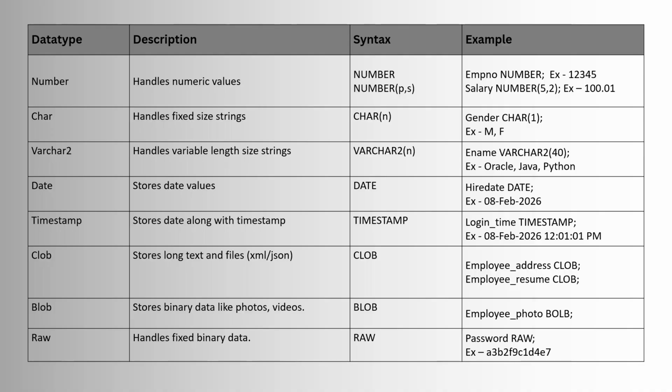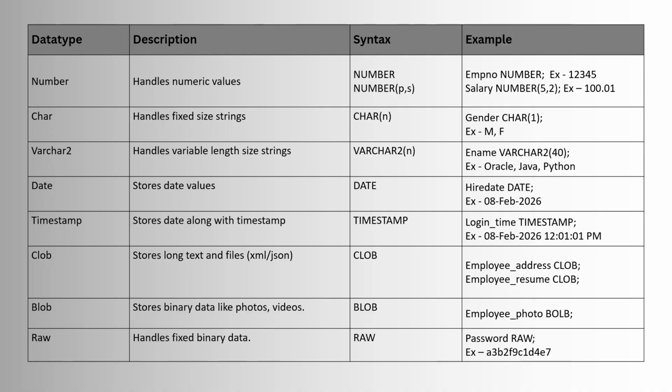Coming to the char data type, it is used to store fixed length strings, and the syntax is char of data type size. We generally use this data type to capture the data of columns like gender, country codes, because we always store the same length of text in these types of columns.